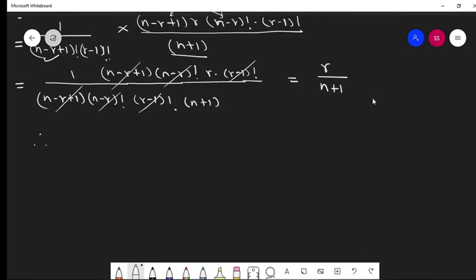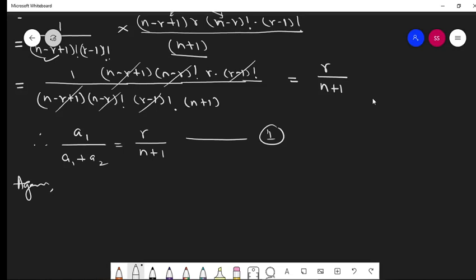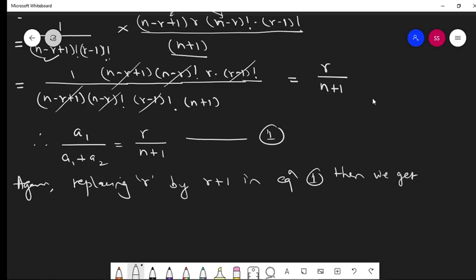Therefore a1 over (a1 plus a2) equals r over (n plus 1). This is equation 1. We obtain this result. Again, replacing r by r plus 1 in equation 1, then we get a1 becomes a2, and a2 over (a2 plus a3) equals (r plus 1) over (n plus 1). This is pattern 2.